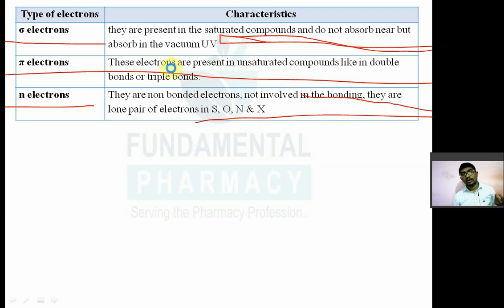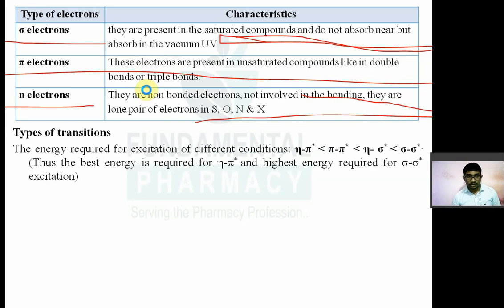Okay, now the types of transitions we have seen. So, energy required for excitation of different transitions. Remember this here, questions on it have come many times. The lowest energy is required for the n to pi star transition. After that pi to pi star, then after that n to sigma star, and the highest energy is required for sigma to sigma star. You have to remember this.